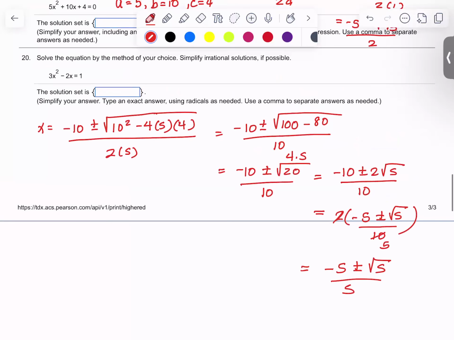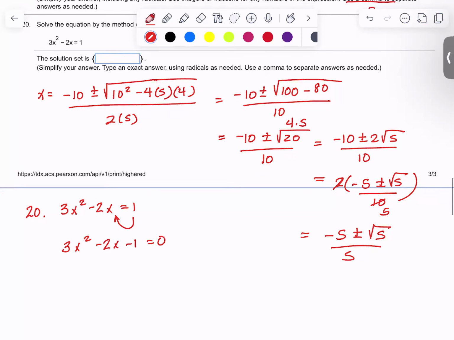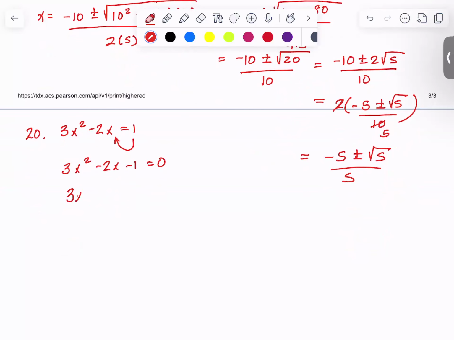All right, last but not least, solve the equation by the method of your choice. So let's write this down here. 3x squared minus 2x equals 1. So I'm going to move this 1 over here by subtracting it. And I do believe that's factorable. If I can factor it, I certainly do. So the first terms have to be 3x times x. That's the only way we're going to get 3x squared.